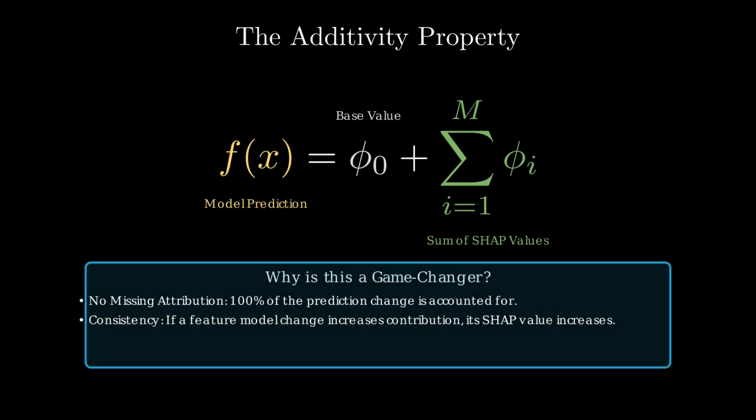Many other explanation methods drop complex interactions or approximate loosely, leaving gaps. SHAP's additivity guarantees perfect conservation of attribution. 100% of the variance between the average benchmark and the real prediction is perfectly accounted for without any mathematical leakage.